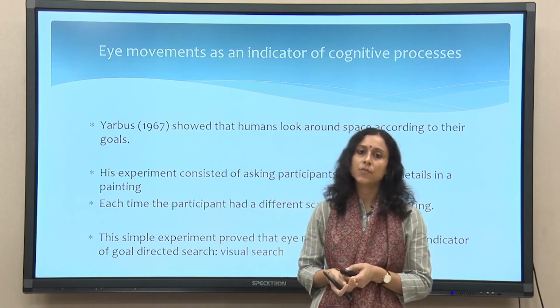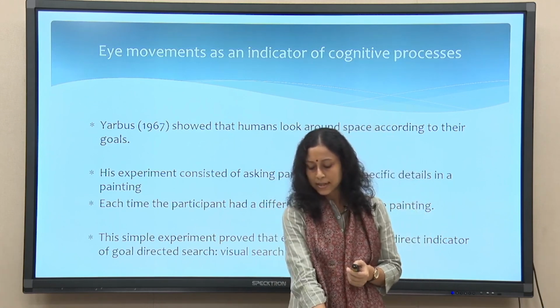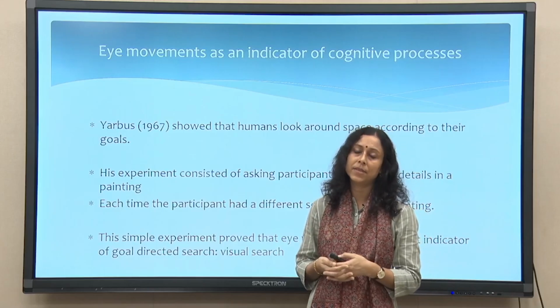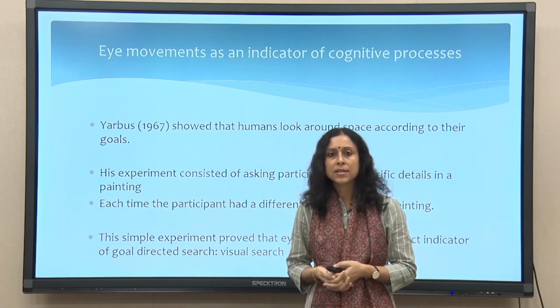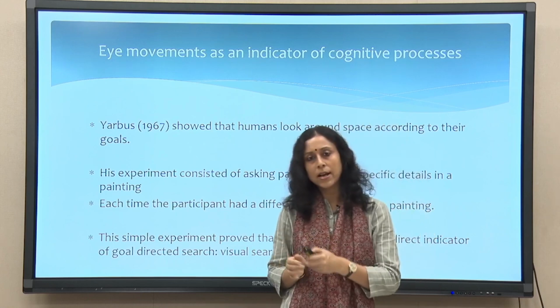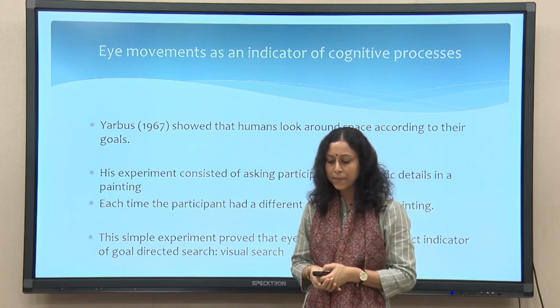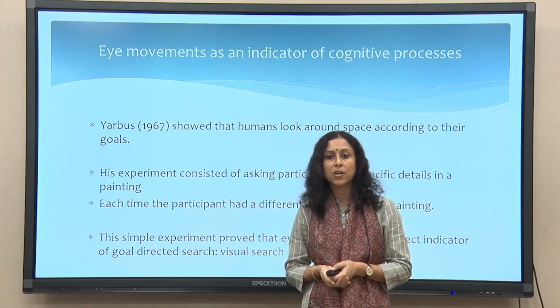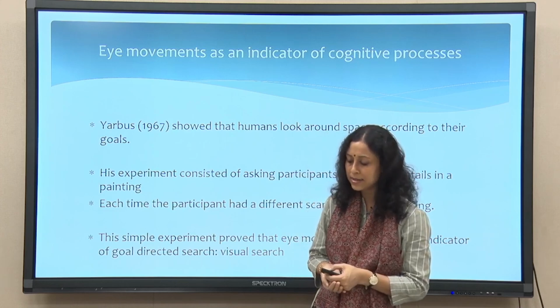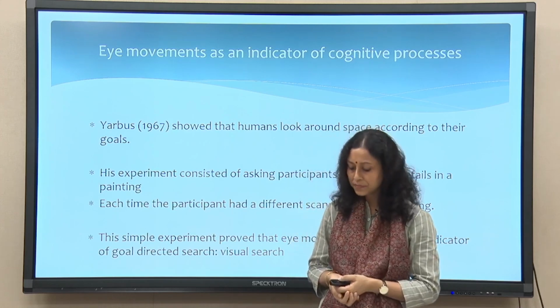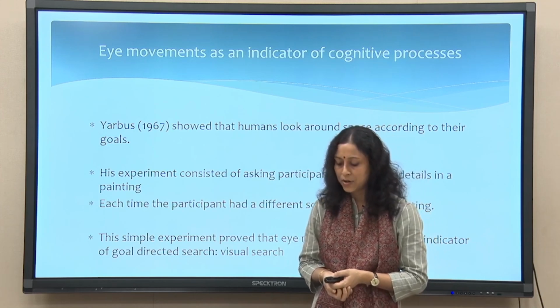So, what he basically did was, the experimental setup was like this. He asked participants for specific details in a painting. So, the participants were looking at a particular painting and then they were asked specific details. When they asked for a detail, the participant would look for that particular information in the visual display. So, each time the participant had a different scan path on the painting. Now, scan path is something that is related to eye tracker as a mechanism. We will look at it in a short while.